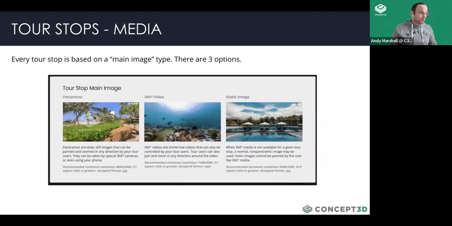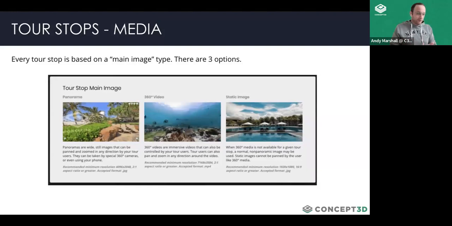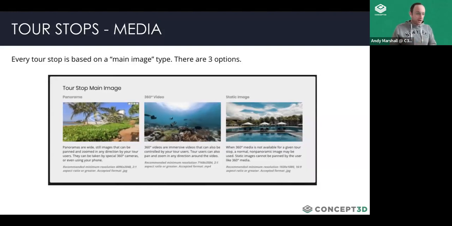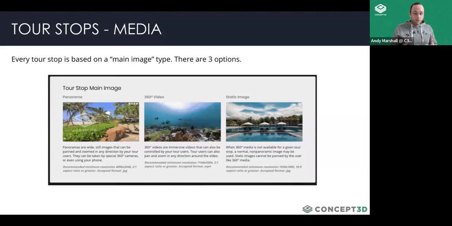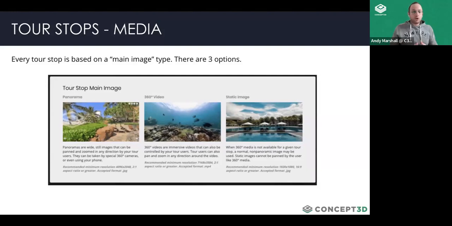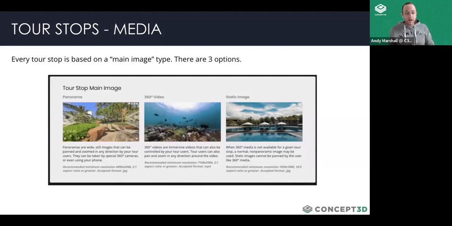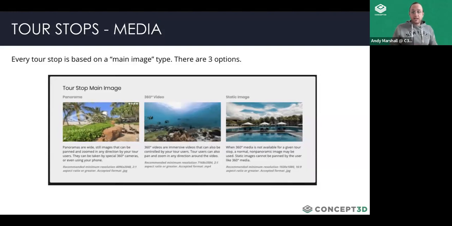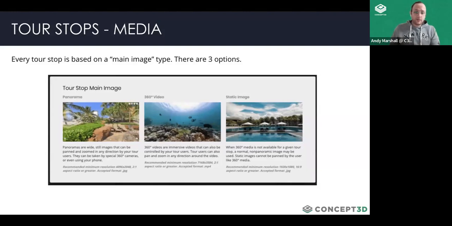And every tour stop you create is going to need a main piece of media, which is going to fall into one of these three options here. Either a panoramic photo, a 360-degree video, or a still static image. Now, panoramas, they are those wide still images that can be panned and zoomed in any direction by your tour users. You can take these with a special 360-degree camera or even using your phone nowadays.